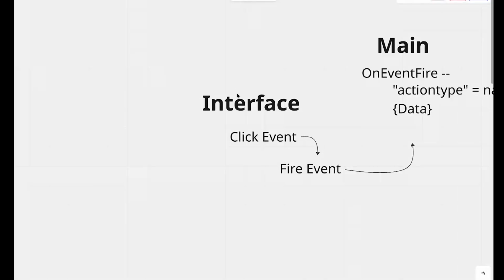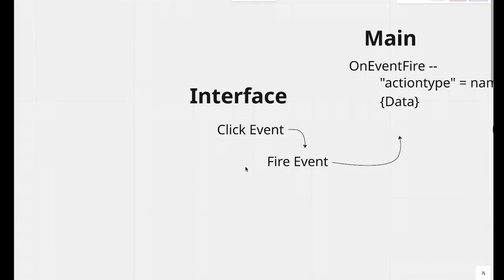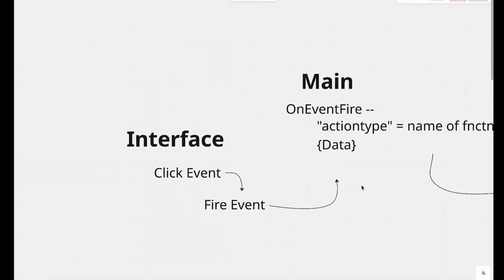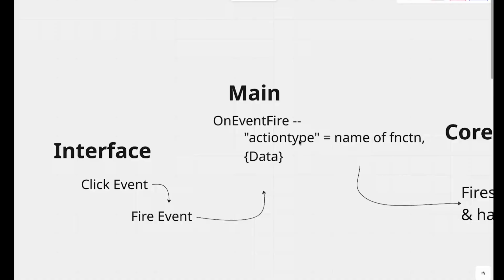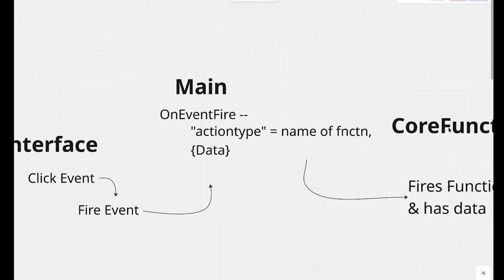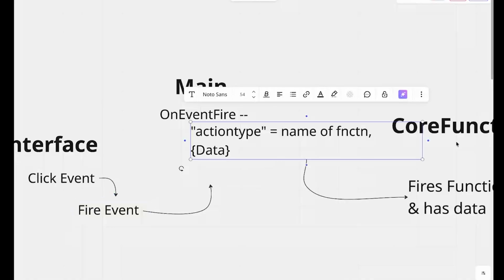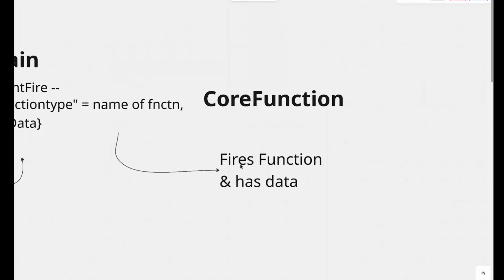So what we're going to do is have in the interface, you click the button that fires the event, and that's going to send the action type. We're going to make the action type equal to the name of the function, so then we can immediately send to core functions which function it is. So we put the name, it'll go to here, it'll fire this function, and it'll be given the data too. And now it can fire the function that has the data.